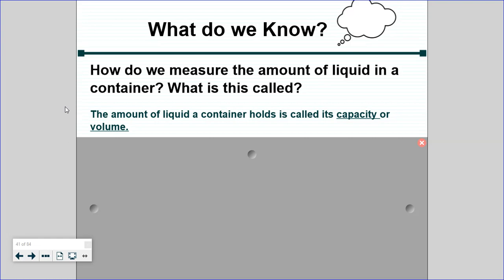So let's review. What do we use to measure the amount of liquid in a container? What do we call that? I just said it a little bit ago. The amount of liquid a container holds is called its capacity or volume.